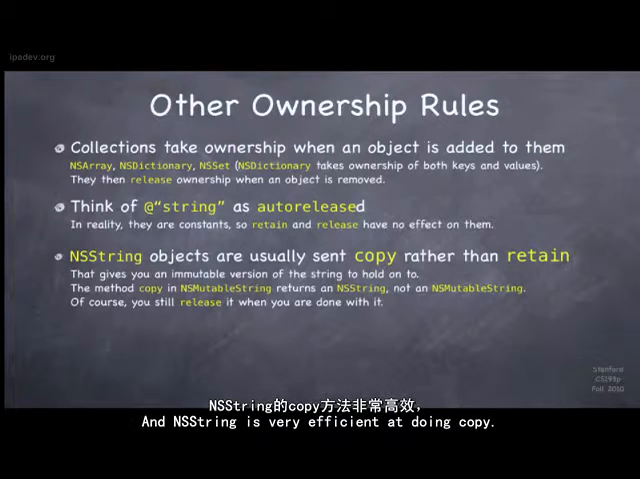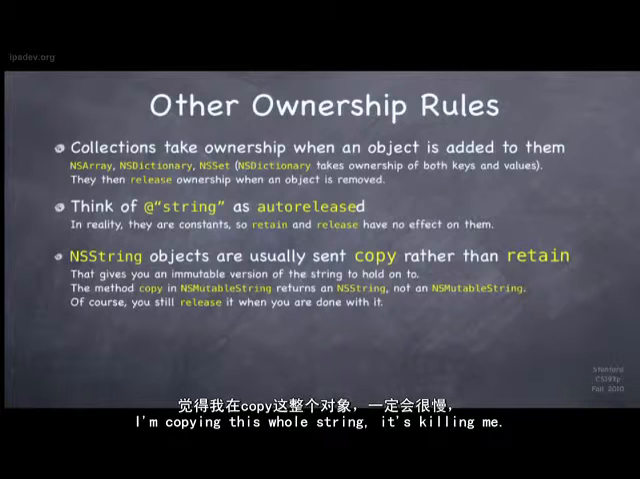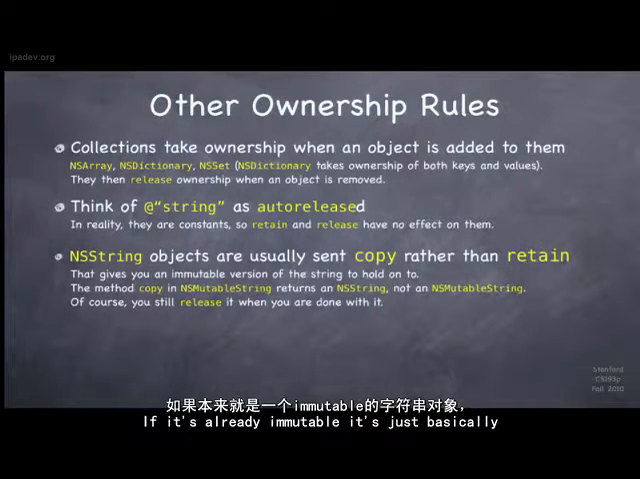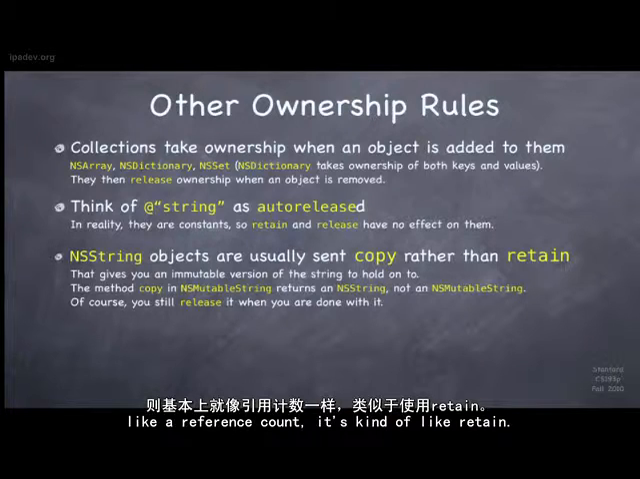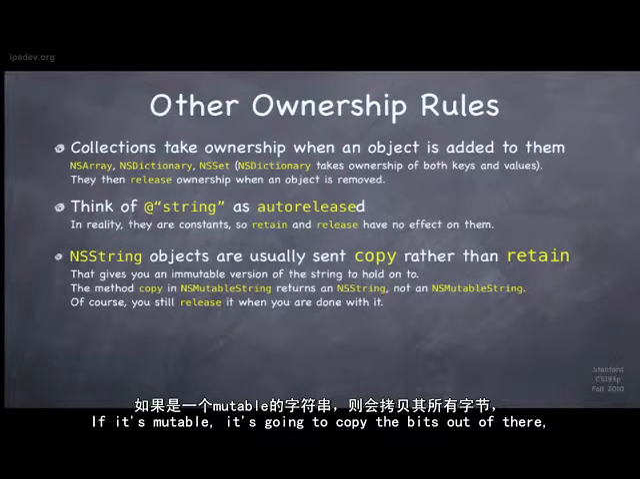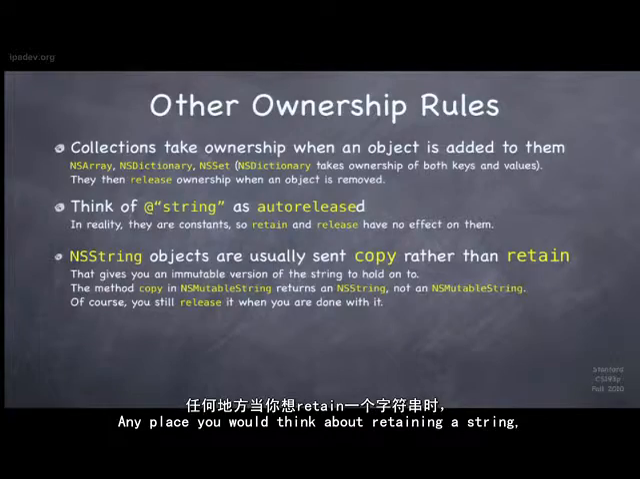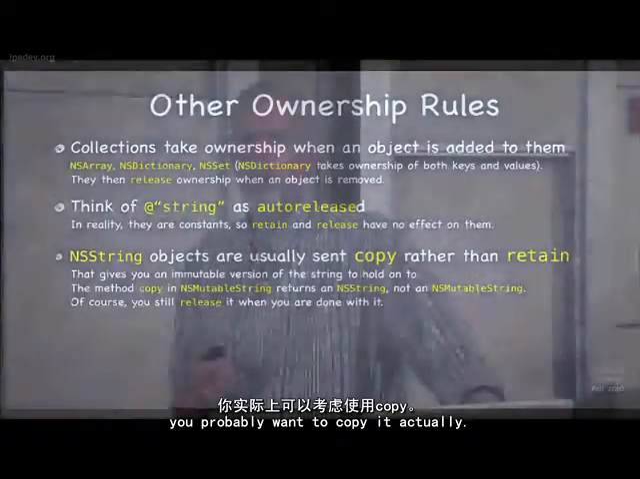And a string is very efficient at doing copy. So don't feel like, oh, I'm copying this whole string, it's killing me. It's very, very efficient. If it's already immutable, it's basically like a reference count. It's kind of like retain. If it's mutable, it's going to copy the bits out of there, but in a very efficient way. So string objects we usually copy, not retain. Any place you would think about retaining a string, you probably want to copy it, actually.